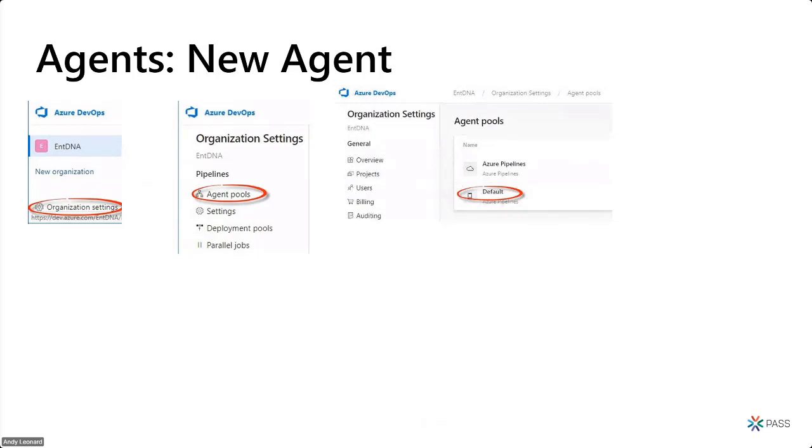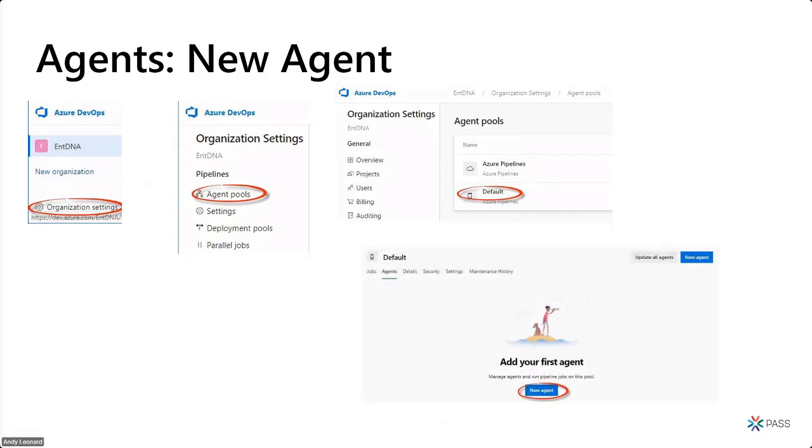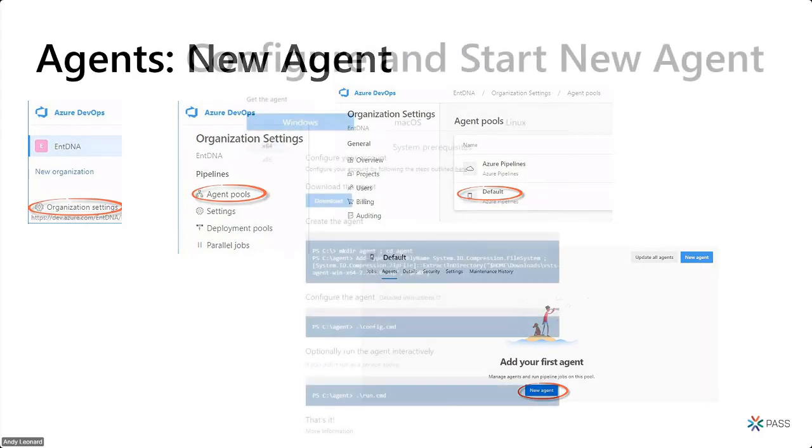If you do this, you can see you can do Azure pipelines there. That's one of the agent pools that you have available. That's for doing Azure hosted agents. The default is the one that you can set up for running self-hosted agents like I'm about to do. Once you've configured that, you'll see a screen where you can click the new agent button.